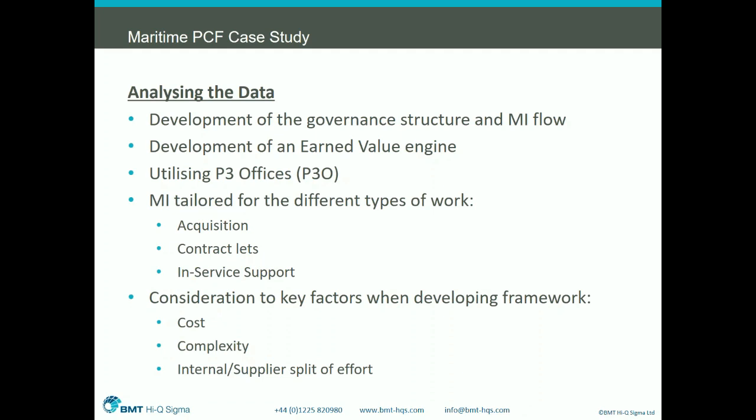We also have to consider some other factors. So the cost of the scope, the complexity, whether the scope is internal or external. So making sure we tailored this and take a pragmatic approach to reporting was really key to demonstrating the benefits of an effective performance management framework.